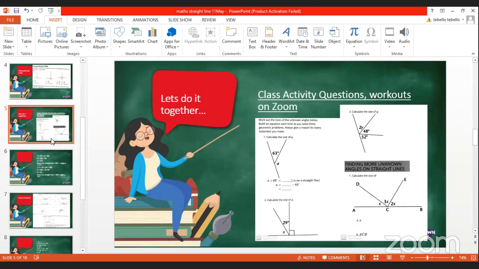I thought we started 7 minutes late, or was it 5 minutes late? Okay, I'll give you 4 more minutes. Okay, guys, 5 minutes left. So can we please do number 1? Finding more unknown angles on a straight line. Can you see that from A to B we have our straight line, and we must find our value for x.